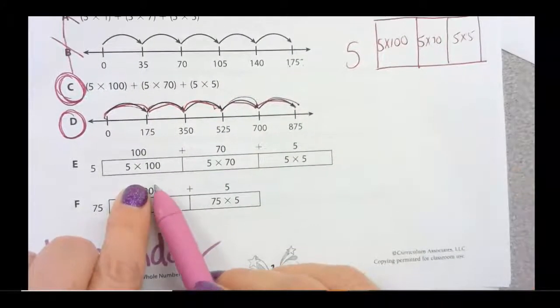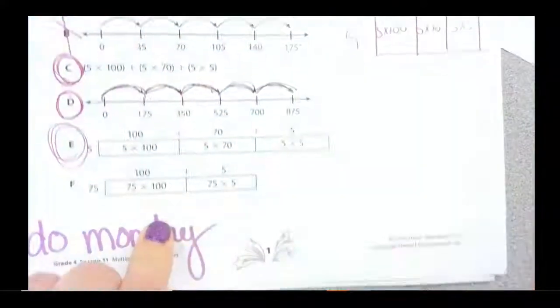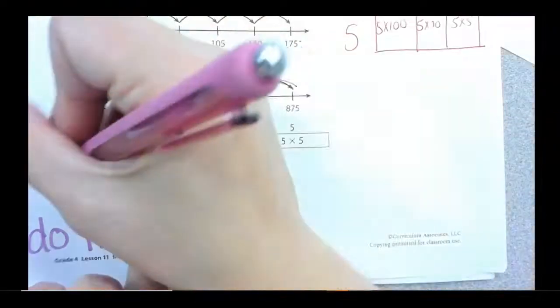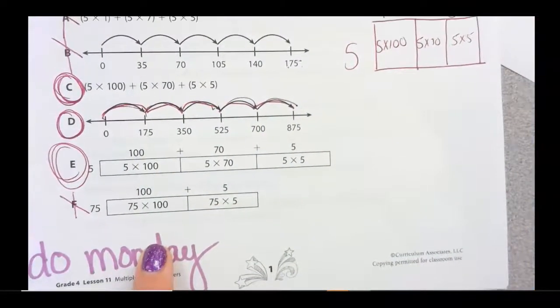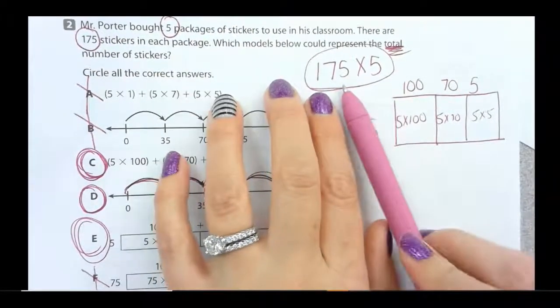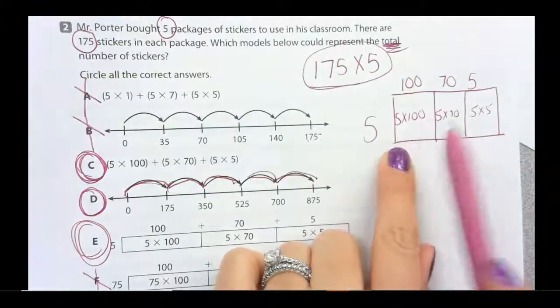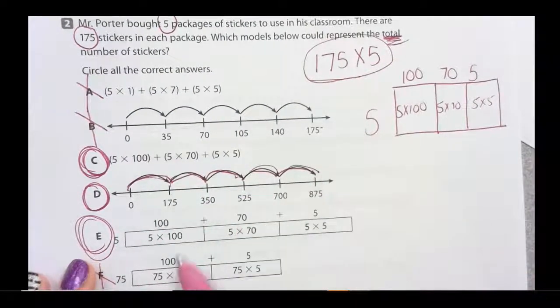What about E? Does E match what we have? Yes. F? No. Okay. So my tip to you is when you get a question like this, draw your equation, draw your box method, so then you can compare. Otherwise, these things, they really trick you up, okay?